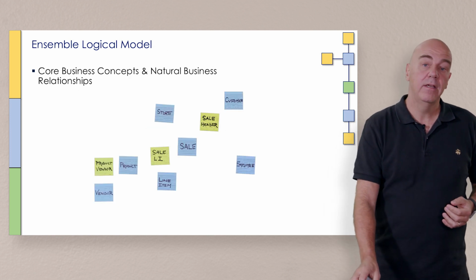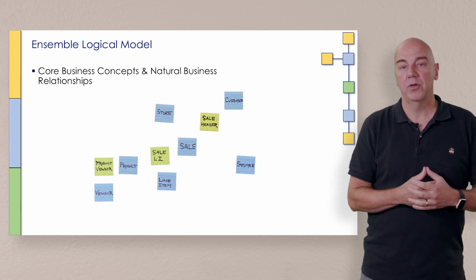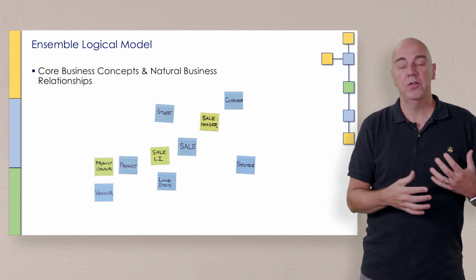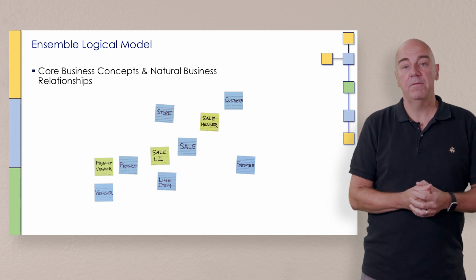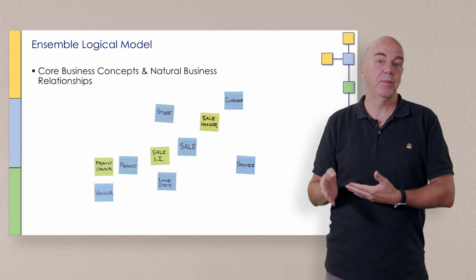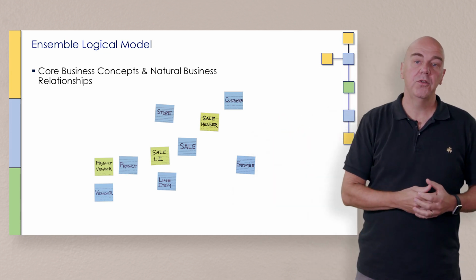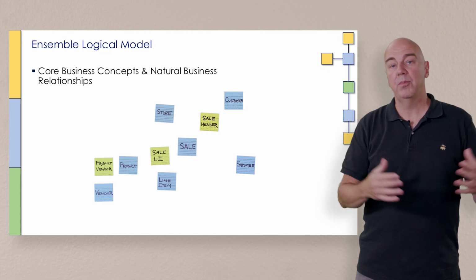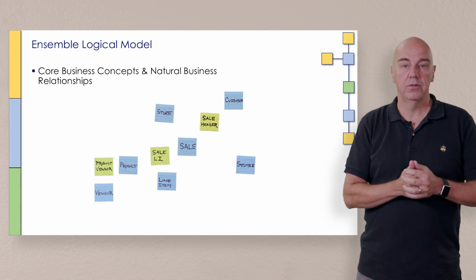Well, we run a business workshop, these ensemble modeling workshops, facilitated by 2 to 3 people that will pull from that business group the information about the core business concepts and their natural business relationships. And just as is illustrated here, we do this using post-it notes on whiteboards in conference rooms as we're working with business users to define it.